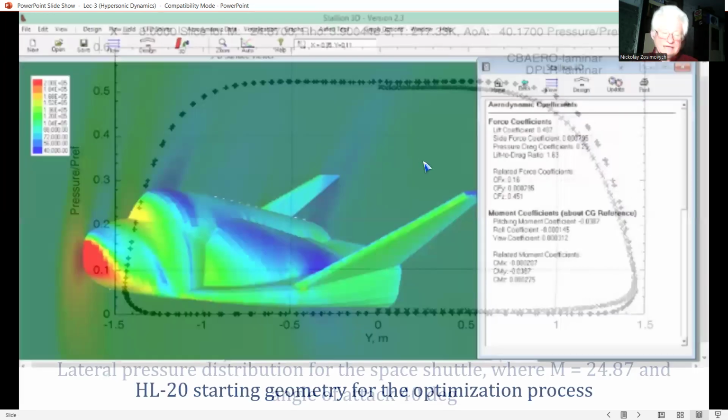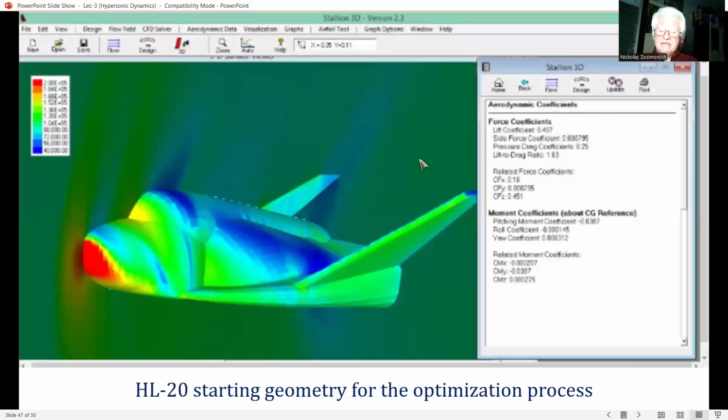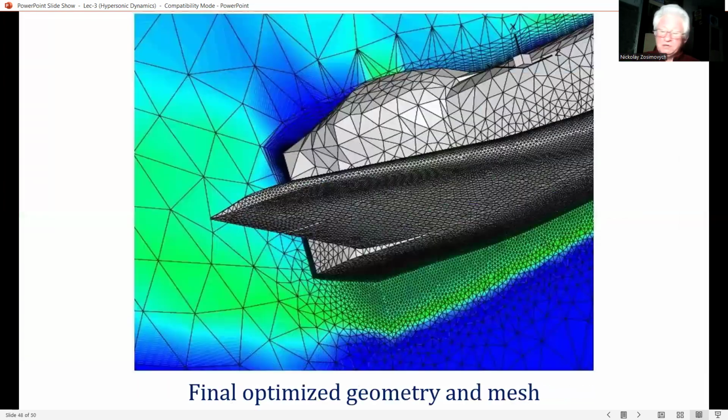And we end this design example with an example of CBAERO used for the optimal design of hypersonic vehicles. This example is taken from the work of Kinney, starting with the HL-20 crew transfer vehicle shown in this slide at Mach 20, and an angle of attack of 20 degrees as a baseline. Kinney obtained the optimized shape shown in this slide at the same Mach number and angle of attack.